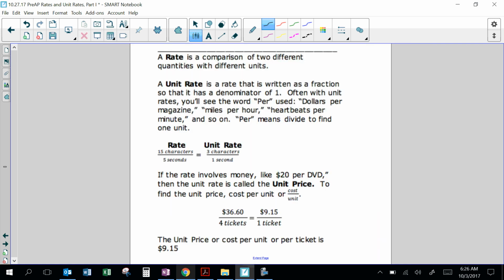Unit price is the same thing as unit rate. It's just dealing with money. So you're finding the price for every 1 unit. Like for example, if you're at the grocery store and you see a bunch of bananas and it costs $2 for 4 bananas, and you want to find the unit price or unit cost, that means you want to find how much it costs for each banana. So it's 50 cents for each banana. So 50 cents per banana. Per means for each, for every one of them.